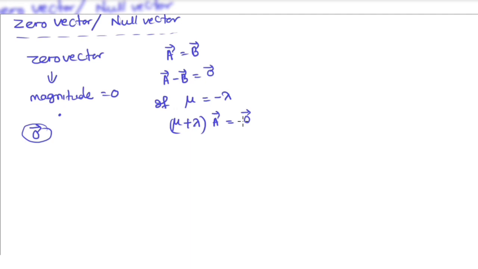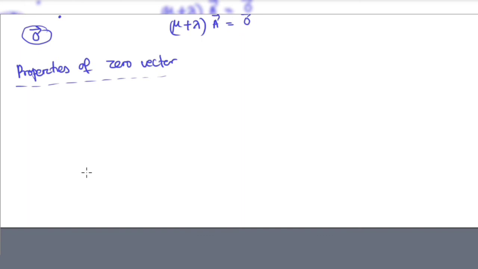So like in our number system, we have a 0. Suppose we subtract two equal numbers, then the result is 0. Similarly, if we subtract two equal vectors, the result will be a zero vector. And now we will discuss the properties of zero vector. Let us discuss a few important properties of zero vector.